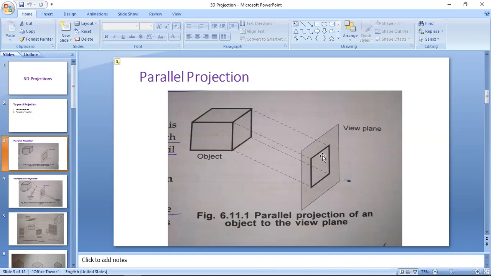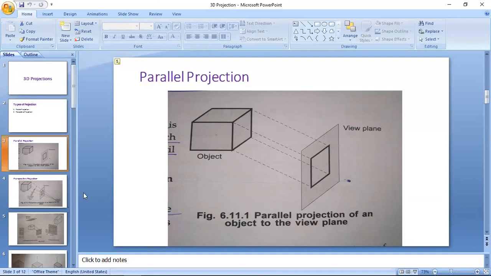One very important point you have to remember with parallel projection is that it preserves relative proportions of the object but does not produce a realistic view. It means the dimensions will remain as they are, but the view of your object will not look the same as the original object. That is a very important point of parallel projection.